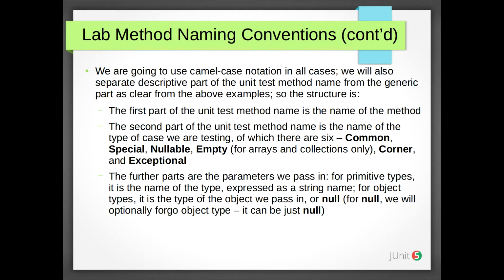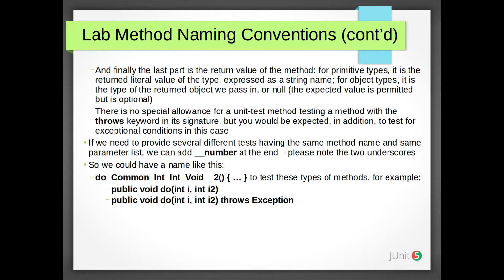The further parts are the parameters we pass in. For primitive types, it is the name of the type expressed as a string name. For object types, it is the type of the object we pass in, or null. But for null, we will optionally forgo object types. It can be just null. And finally, the last part of the unit test name is the return value of the method.